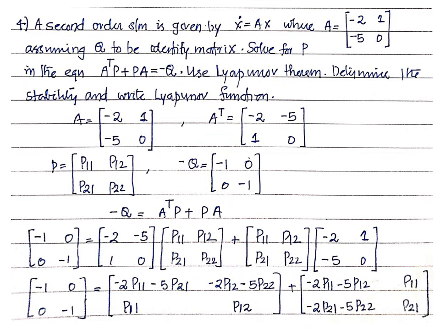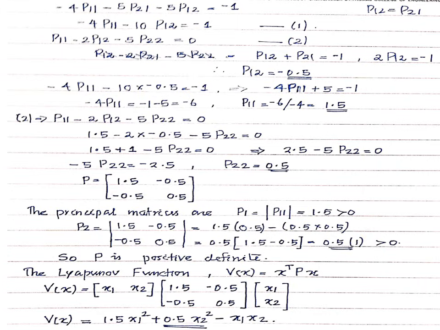Then we can solve another problem. The given matrix A, we have to find the transpose of A, then write P, then minus Q is equal to minus 1 0 0 minus 1. Our main equation is minus Q is equal to A transpose P plus PA. Substitute all these matrices in the equation. By solving, we will get some equations. By solving these equations, we will get the values of P11, P12, P21 and P22. P12 and P21 are equal.